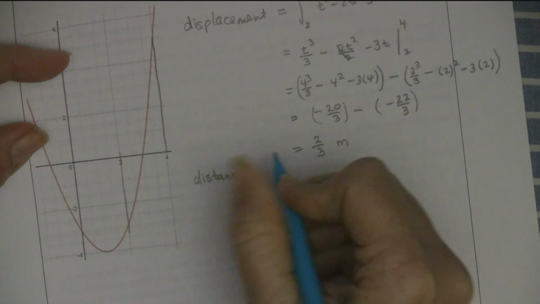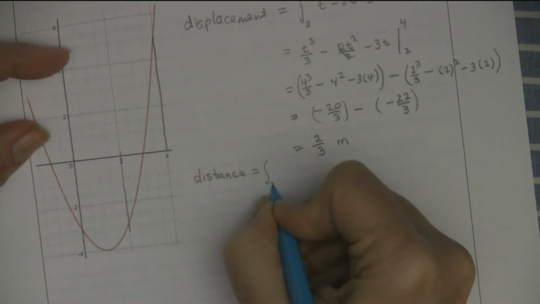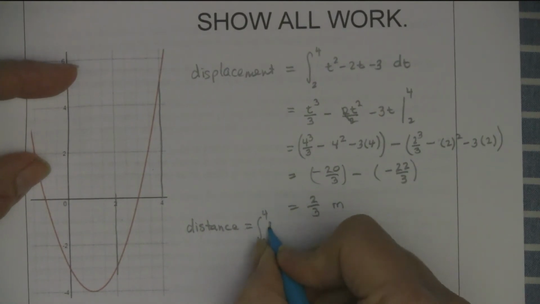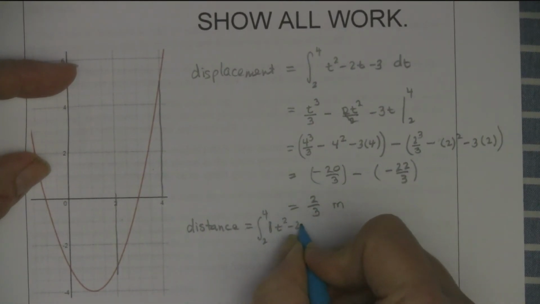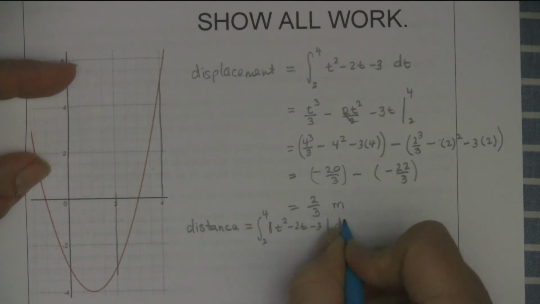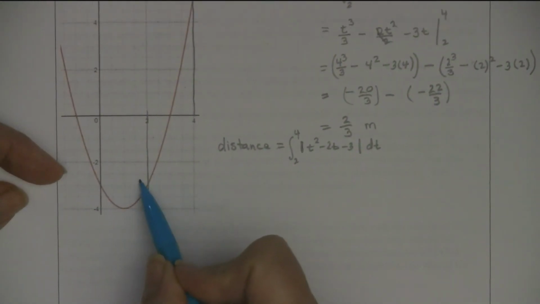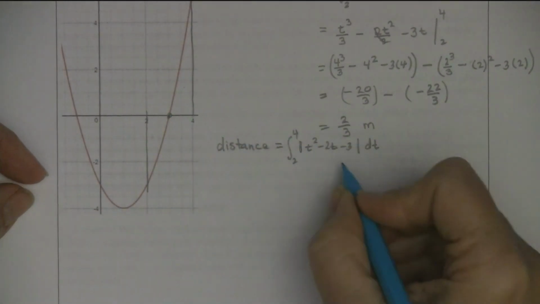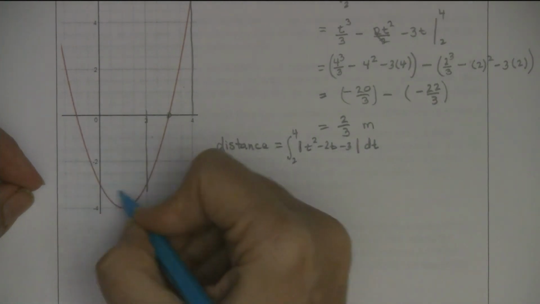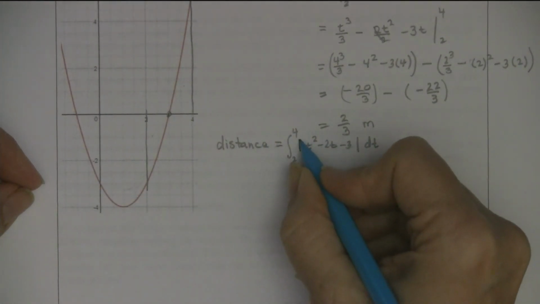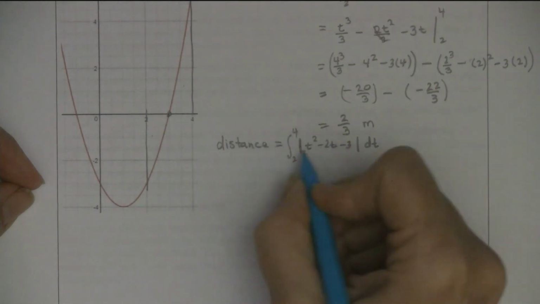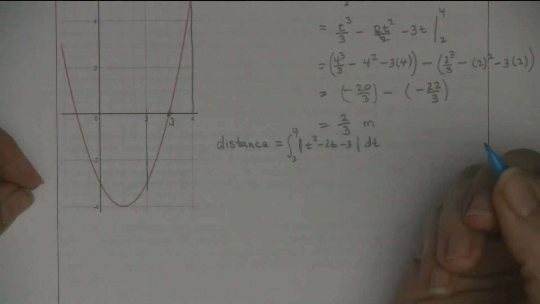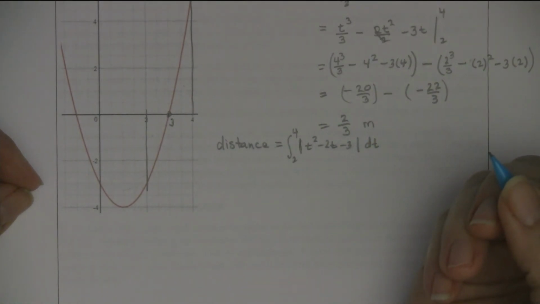So the distance is equal to the integral from 2 to 4 of the absolute value of the velocity, so this is my absolute value symbol, t squared minus 2t minus 3 dt. And they've given me a lovely graph here. I can see the parabola crosses the x-axis at 3. And that's nice. I need to know that.